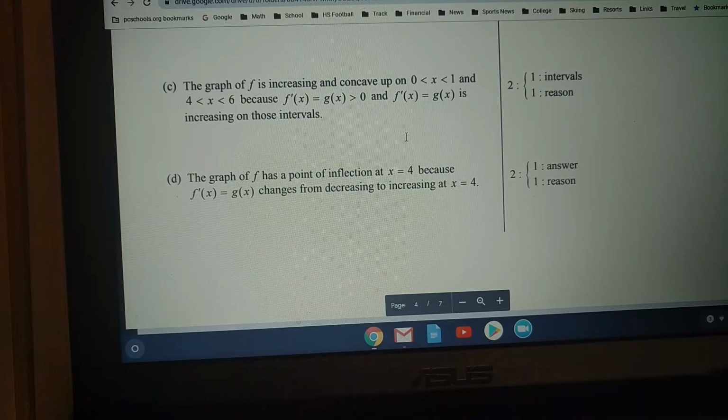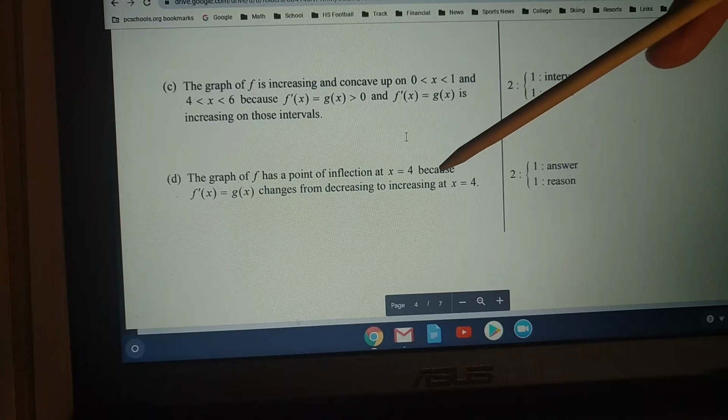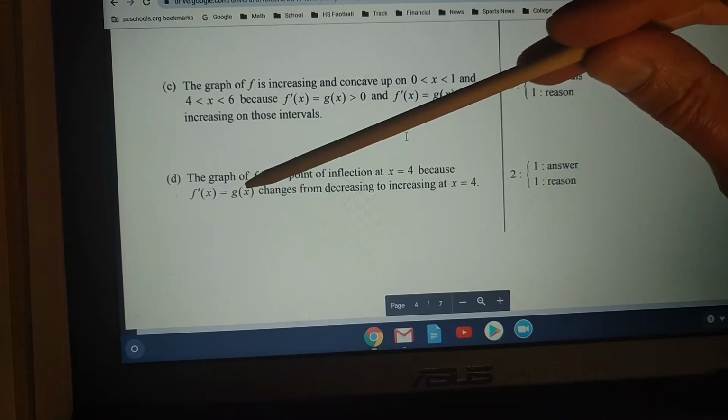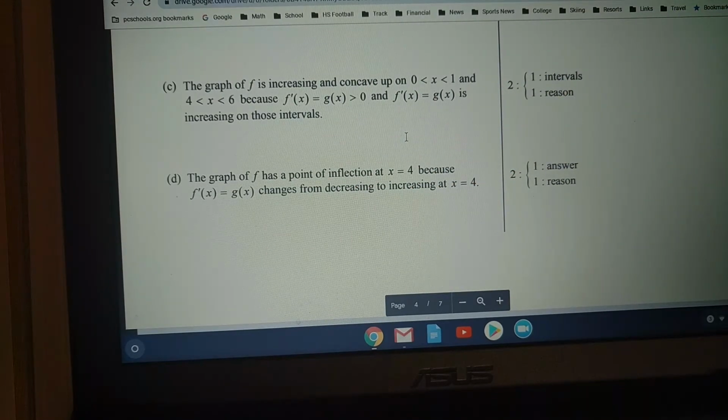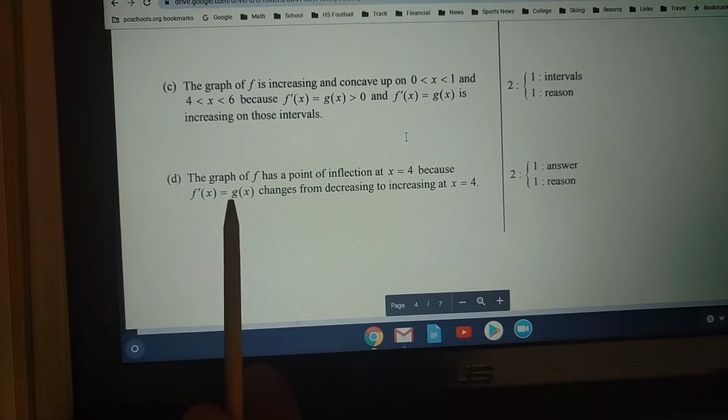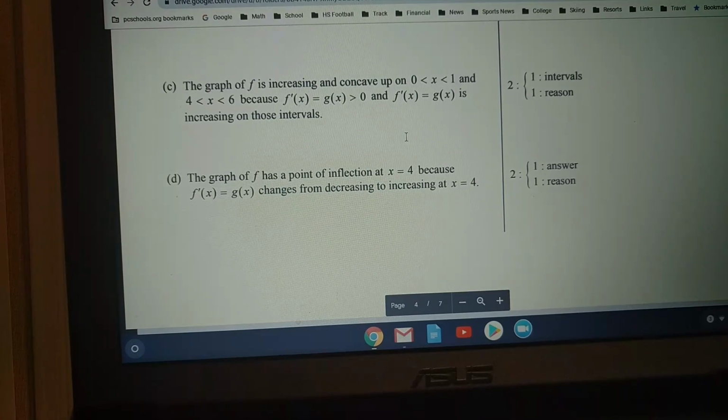And then finally for D, you get 1 point for your answer, which is that it has an inflection point at 4, and then another point for the reasoning. Notice if all you just say is x equal to 4, that's not going to get you your point. You've got to have some reasoning. Correct reasoning would be that g of x changes from decreasing to increasing at an x value of 4. You don't have to reestablish this relationship if you already established it there. But you do have to say that it's because g of x goes from decreasing to increasing at x equal to 4.